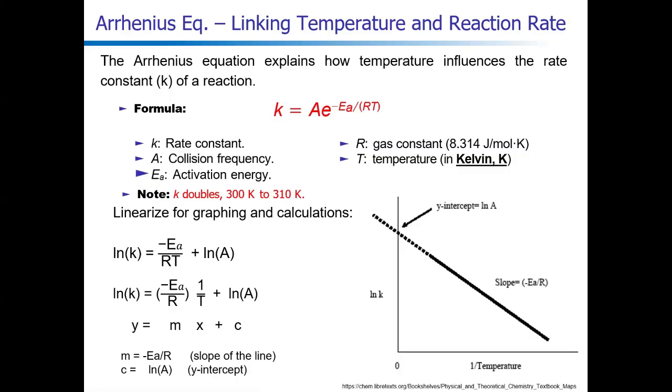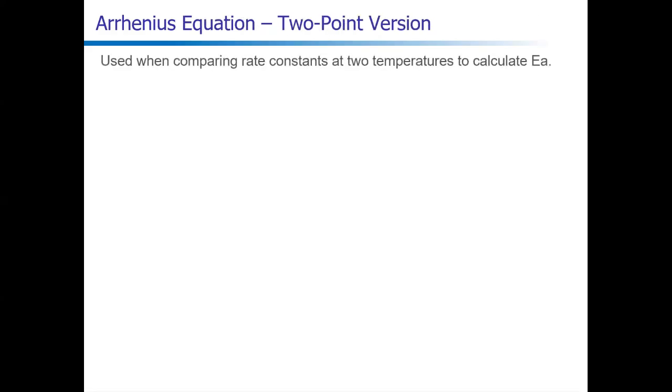So now that we've seen how to graph this, what if you only have 2 points, 2 rate constants at 2 temperatures? Let's go to the next slide now and see how we use a simplified 2-point form to calculate the activation energy without needing a graph. Sometimes we don't have a full set of data for graphing, so we want to use an estimate for activation energy using just 2 rate constants at 2 different temperatures. In those cases, we use the 2-point version of the Arrhenius equation.